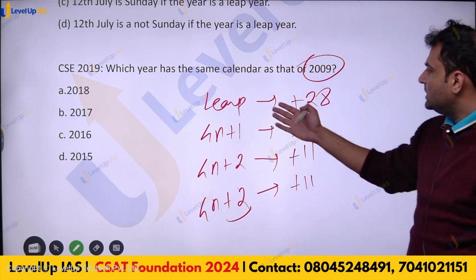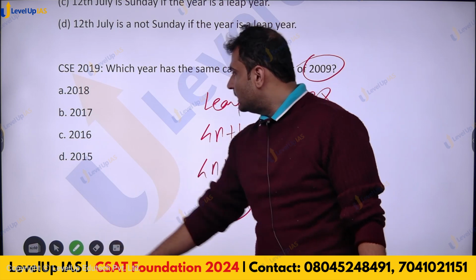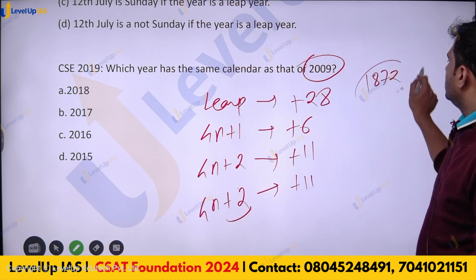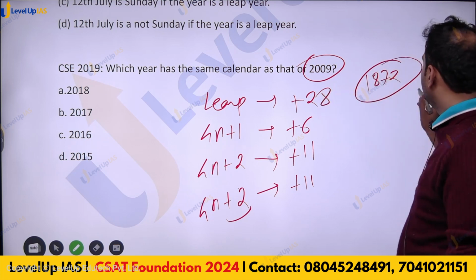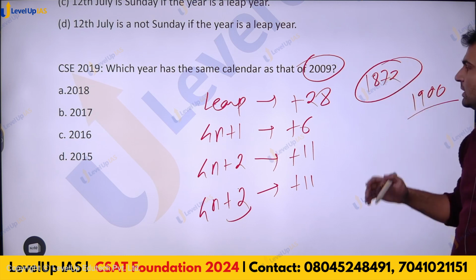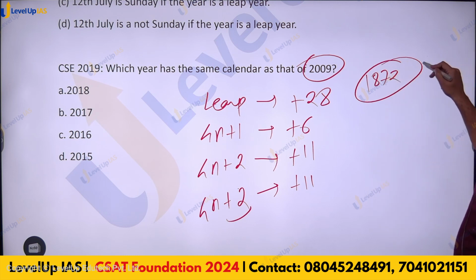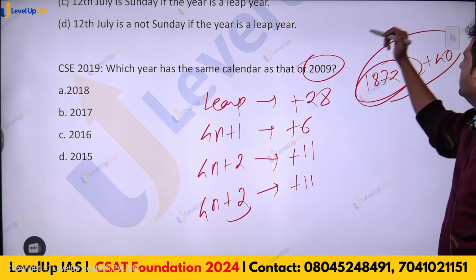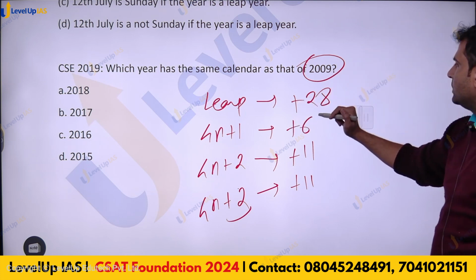The first special case is, if we have a year like 1872, which is a leap year, and adding 28, you will go to 1900, which is not a leap year. So these two calendars cannot be the same. So in this special case, we add plus 40. That is another special case of this leap year case, when adding 28 does not give you a leap year.